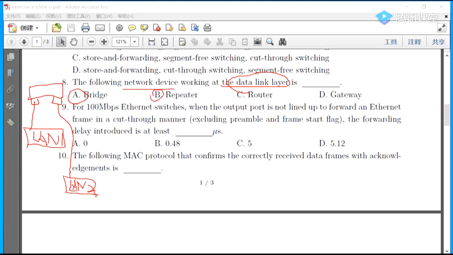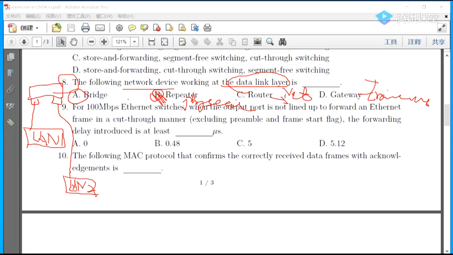Here the repeater can also connect, but the repeater works at the physical layer. Router works at the network layer. Gateway works at the transport layer. Okay.